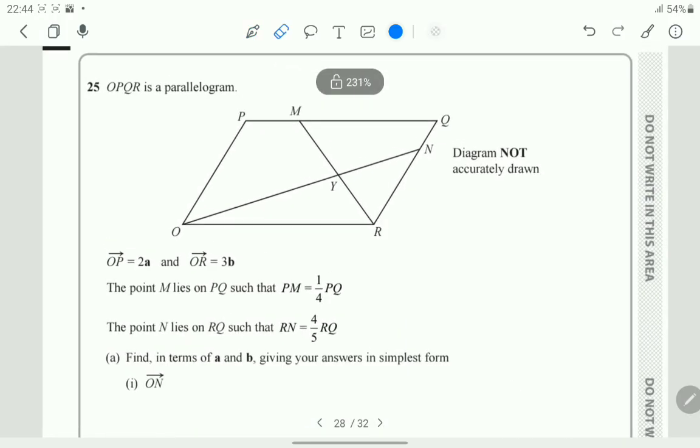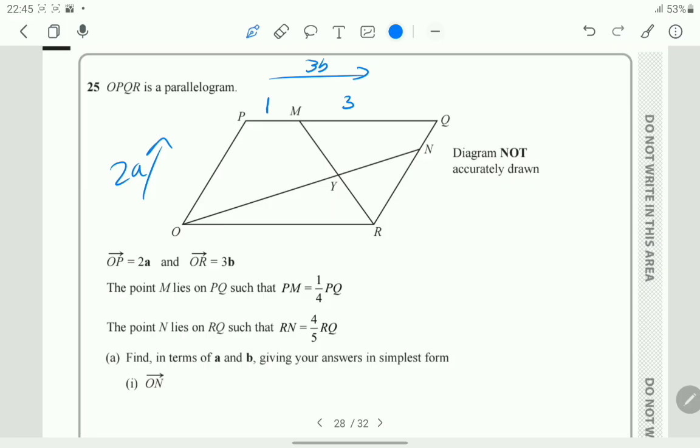So we have question 25. OPQR is a parallelogram. OP is equal to 2a. So going up is 2a and going right is 3b. The point M lies on PQ such that PM is 1 by 4 PQ. So this is 1 and this is 3 and this total is 4.